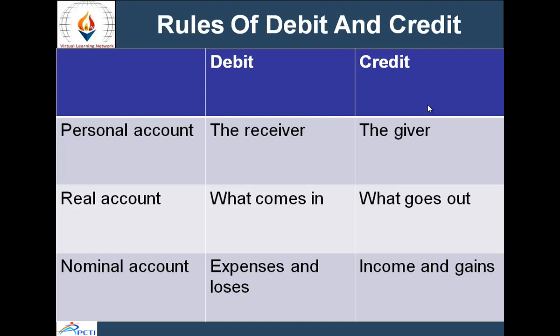Thus, it is a simple theory of the double entry system that one account is to be debited and the other account is to be credited, but the total of debit and credit of all entries must be equal.